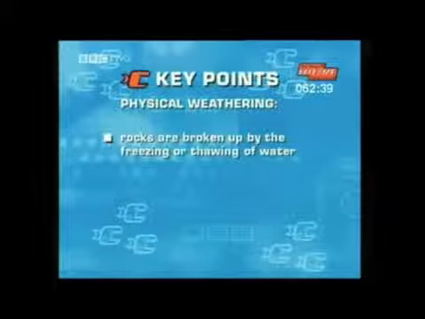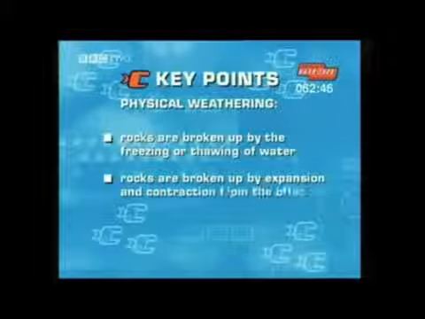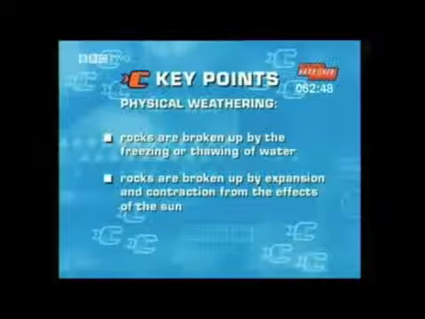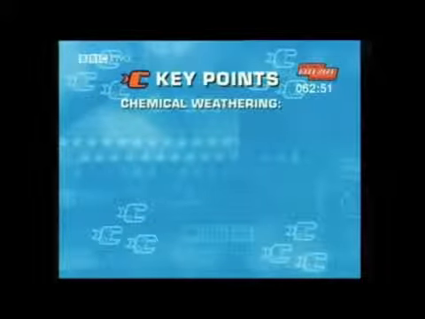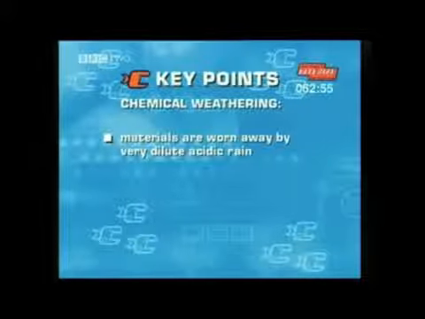Here are the key points you need to know about physical and chemical weathering. Physical weathering is the process where rocks on the surface are broken up. This is either by alternate freezing and thawing of water in the cracks of rocks, or by the continual expansion and contraction of rocks from the effects of the sun. And chemical weathering is the process where materials are worn away by naturally occurring acid dissolved in rainwater.